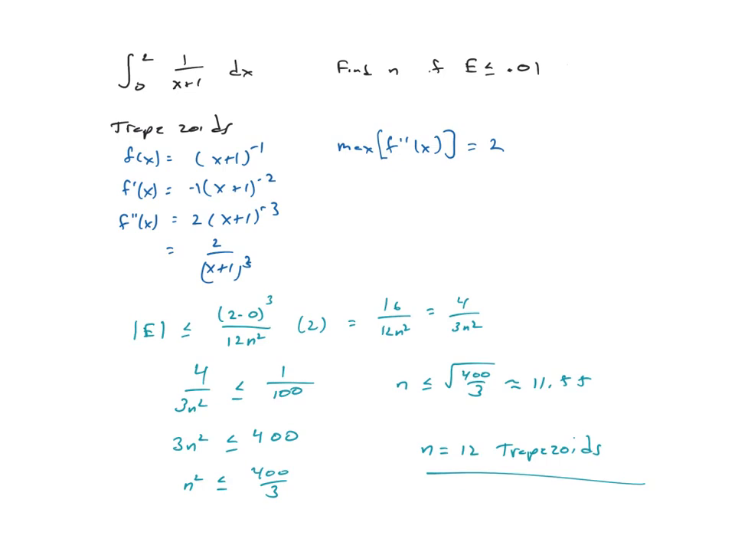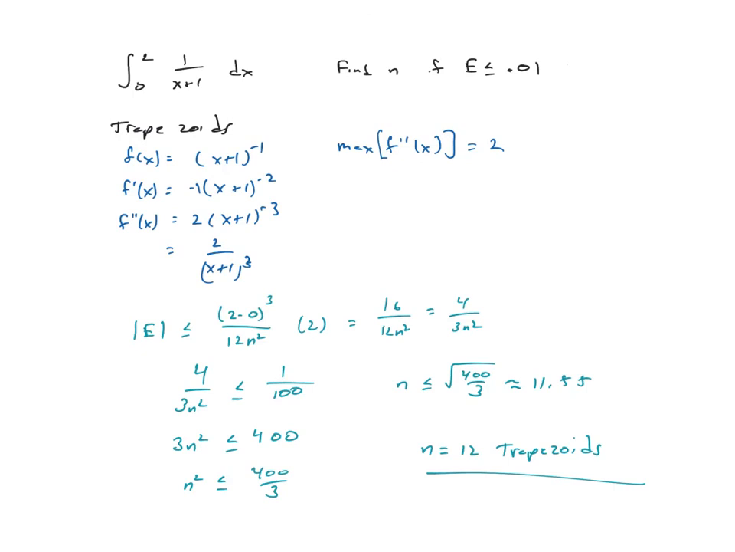And so what I need to do now is basically identify the value of n that's going to get me to where I am less than or equal to 0.01. So I just said 4 over 3n squared is less than or equal to 1 over 100. 0.01 is 1 over 100. And so 3n squared would have to be equal to 400. Solving that, that's going to happen when n is 11.55. So I would need 12 trapezoids.